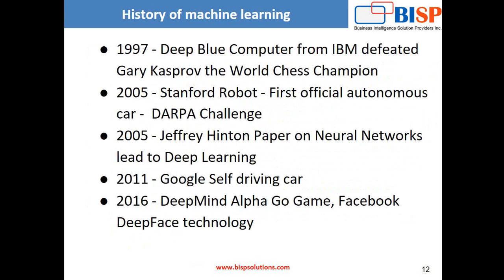Let's go back to the history of machine learning. We spoke about the history of AI. The first machine learning milestone started in 1997 when IBM defined a program which defeated Garry Kasparov, the chess champion. It's called the Deep Blue computer.